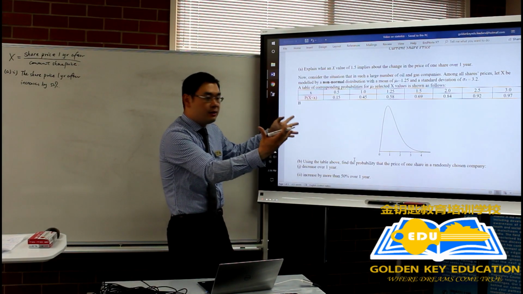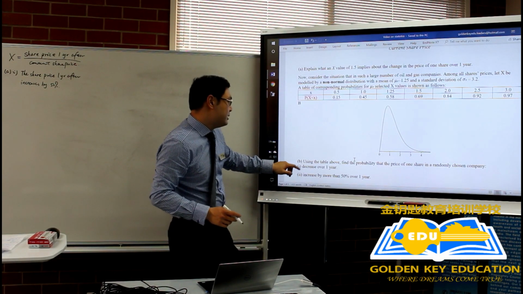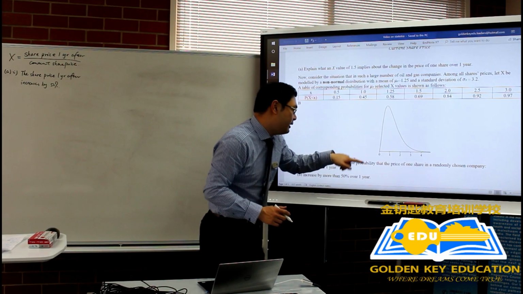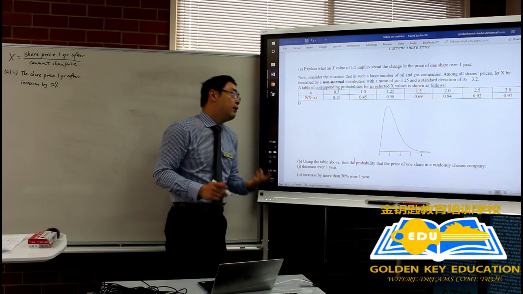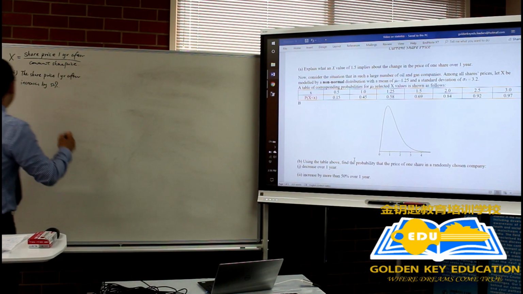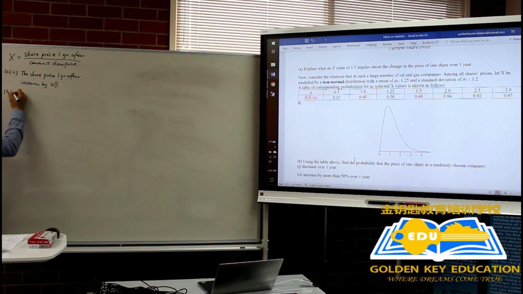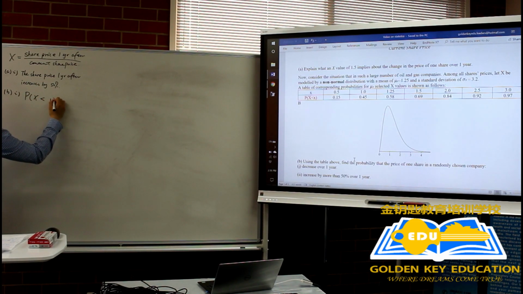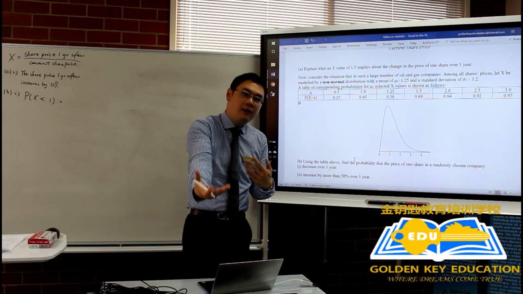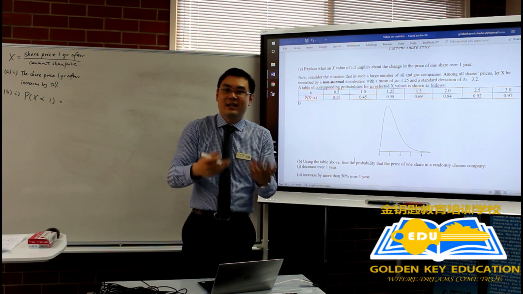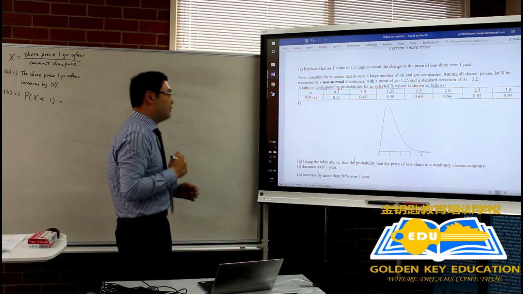Using all the information we have already got here, we can find the probability that the price of one share in a randomly chosen company decreases over 1 year. If it's going to decrease over 1 year, then we are looking for the ratio less than 1. If it's less than 1, that means comparing the price 1 year after, the price has reduced. That's why the ratio is less than 1.